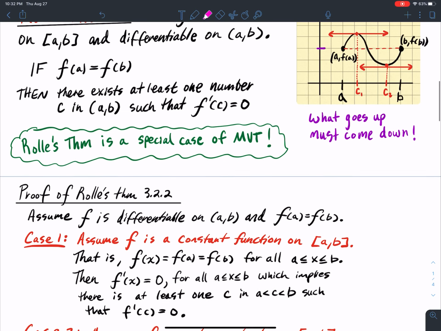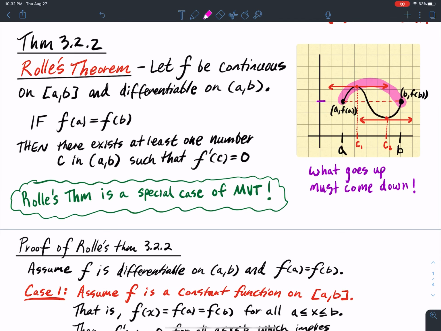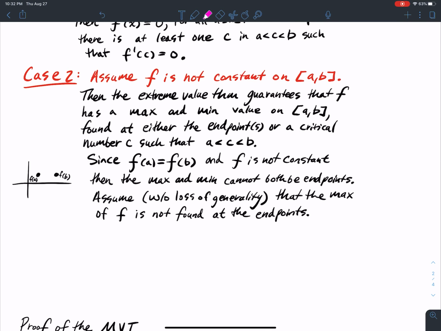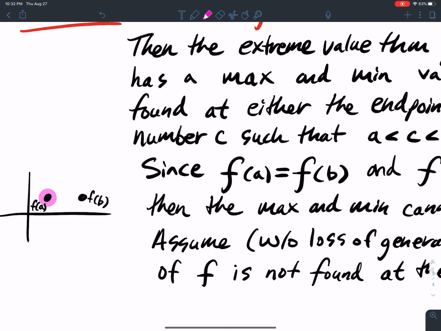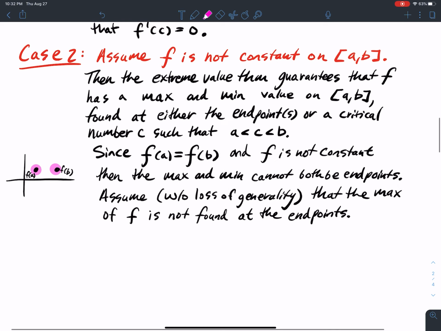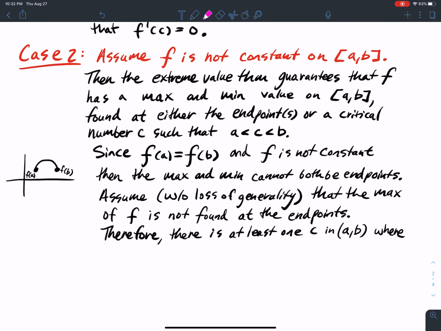So what does that mean? That means the maximum is not at the endpoint, so it has to be somewhere in between, right? That's the scenario we're talking about. So if I draw a picture, I'm assuming f of a is equal to f of b, and then I'm assuming that there's some maximum that's not at f of a or f of b. So I draw a curve like this, and there's a maximum. There's at least one c between a and b where the maximum value is f of c, and this is given to us directly from the extreme value theorem, okay?